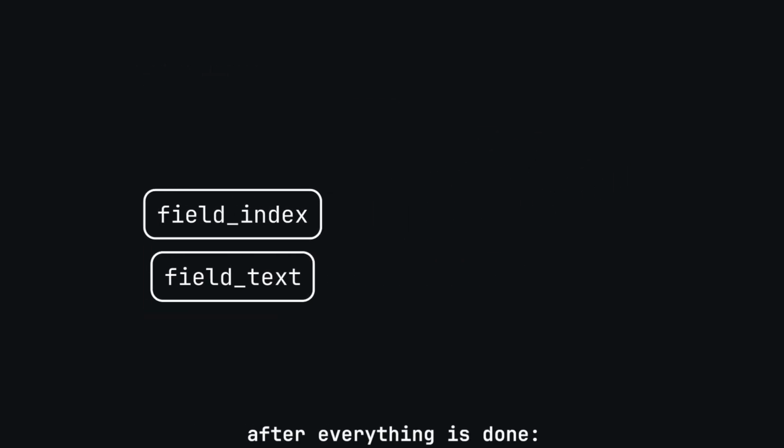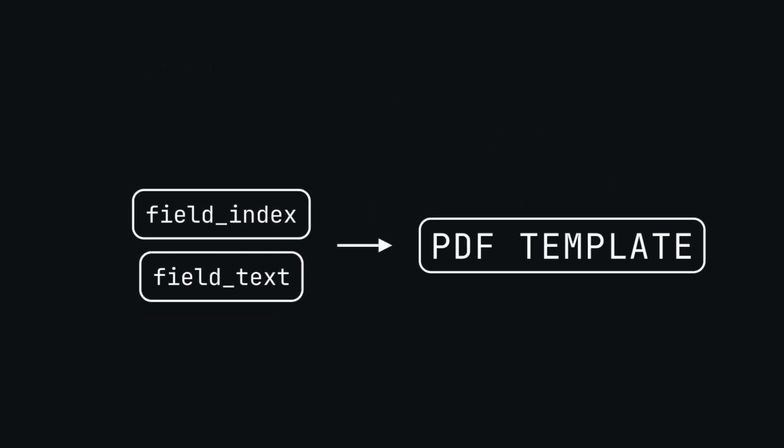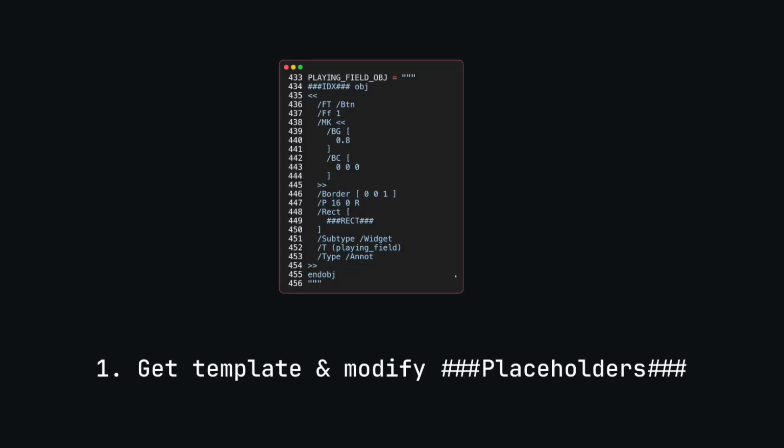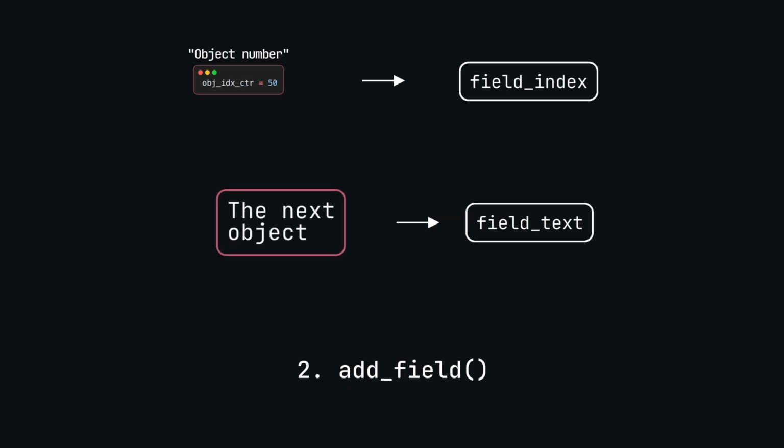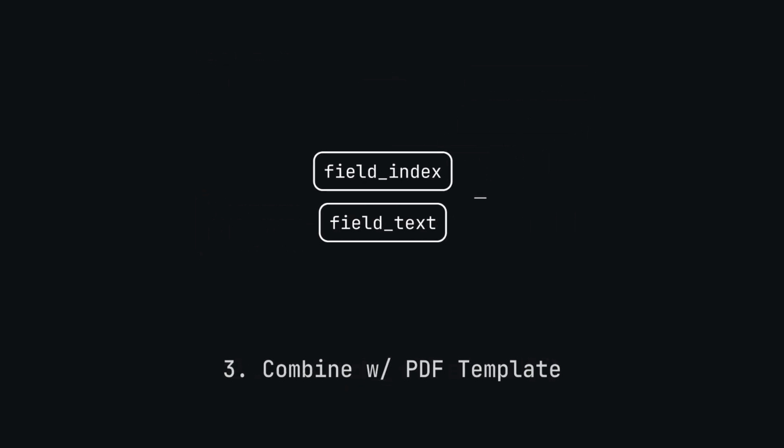After all the objects go through this process and get added to the field text and field index, they'll get added to the main PDF template. This is the basics behind how the custom objects are added to the PDF. It's like a little factory that puts together the final PDF file and turns it out.